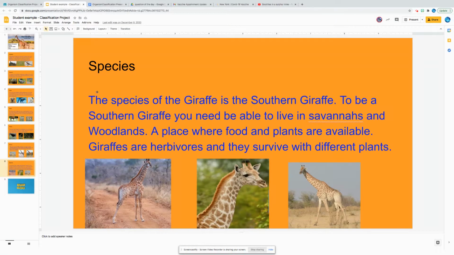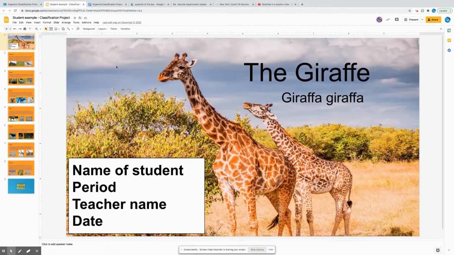And so here's an example of a presentation. Here is the common name, the giraffe. Really, it should be a little more specific than that because there are different types of giraffes. So what region are we talking about? Is it the African giraffe? Is it the Asian giraffe? Things like that. But in any case, they have the scientific name Giraffa. The genus name is capitalized and the species name is written in lowercase letters. Very, very important. Your name goes here. Your period goes here. Your teacher's name goes here. Spell your teacher's name correctly.